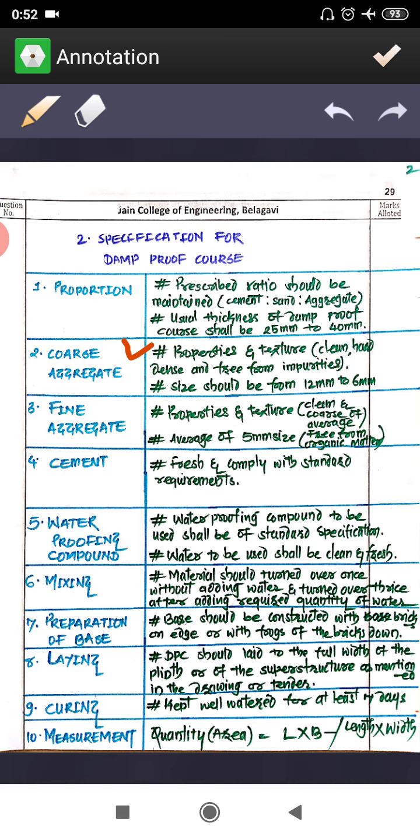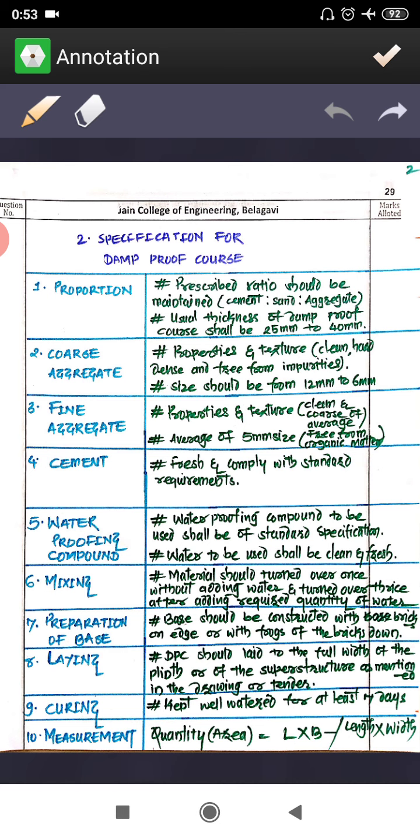Then next will be the fine aggregate. How should the fine aggregate be? Fine aggregate should be clean, and it should be a bit coarser, with a size of around 5 mm, right? And it should be free from all organic and inorganic impurities, right? Then the cement should comply with all the tests which you are carrying out in the field as well as in the laboratory. So the cement should be fresh and it should comply with the standard requirements.